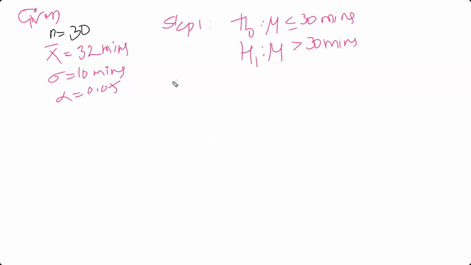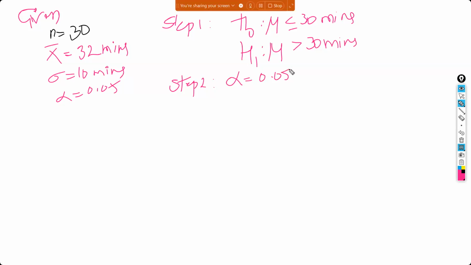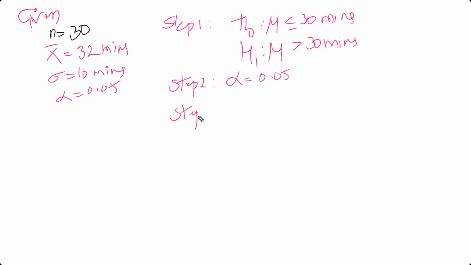Next, step 2. What is step 2? Level of significance. What is the level of significance? 0.05. Why? It was given in the question itself directly. Next, step 3. What is step 3? Check whether the data is normally distributed or not.